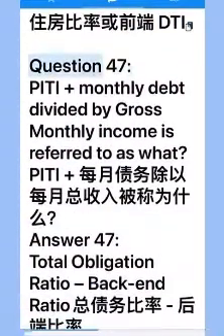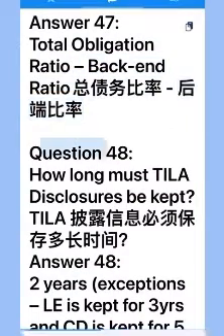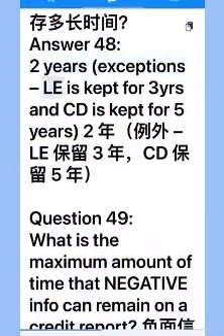Question 47. PITI plus monthly debt divided by gross monthly income is referred to as what? Answer 47. Total obligation ratio, back-end ratio. Question 48. How long must TRID disclosures be kept? Answer 48. 2 years, exceptions: LE is kept for 3 years and CD is kept for 5 years. 2, LE 3, CD 5.